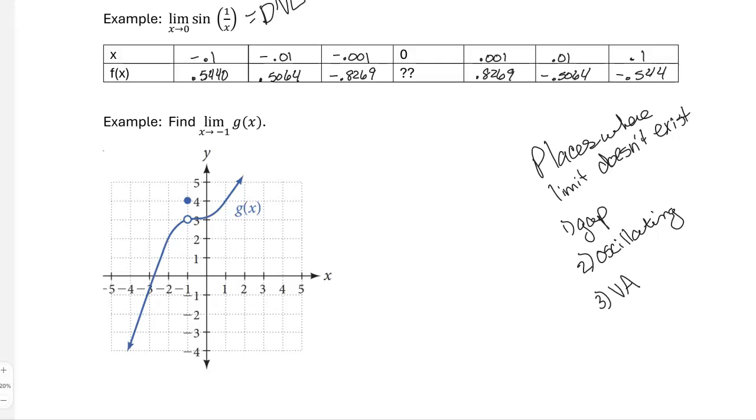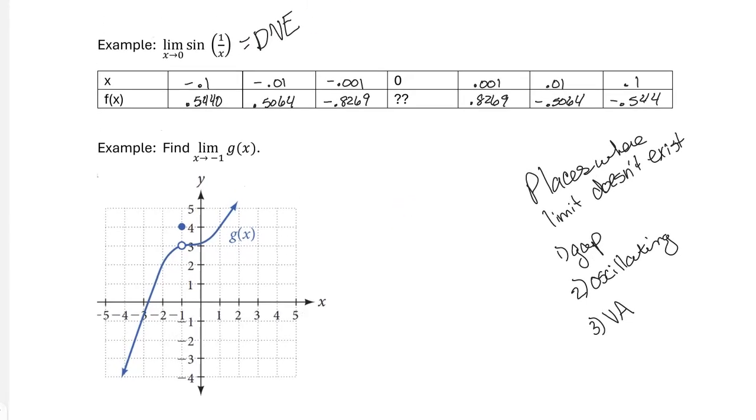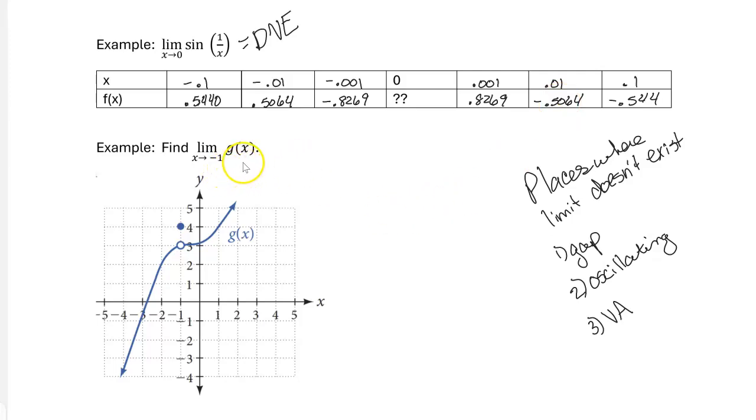So now let's talk about limits in terms of graphs. And we've already touched on this a little bit. Let's say we have this function and we want to find the limit of g of x as x approaches -1. So we're coming in and we're getting really close to -1. As I get close to -1 from the left, those y values are getting close to 3. And as I get close to -1 from the right, the y values are getting close to 3. So we would say 3 is going to be that limit.